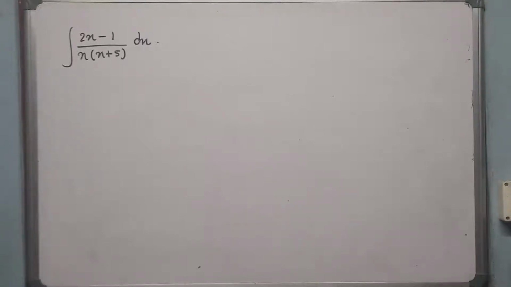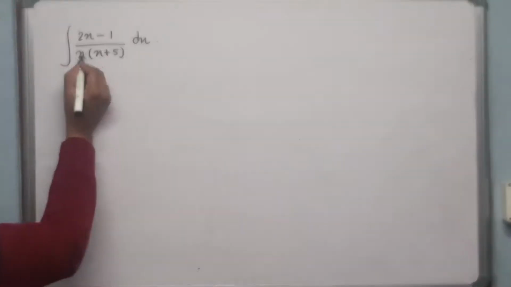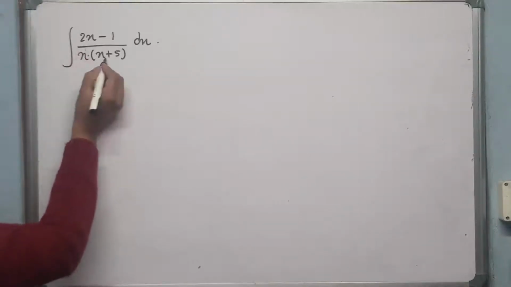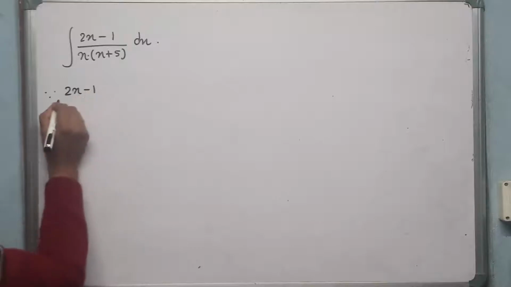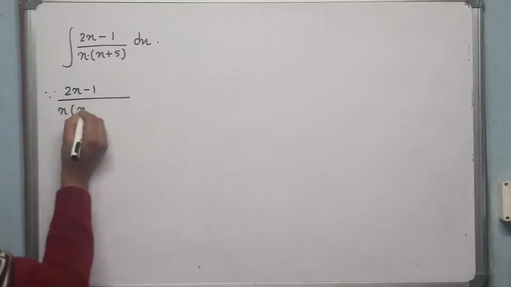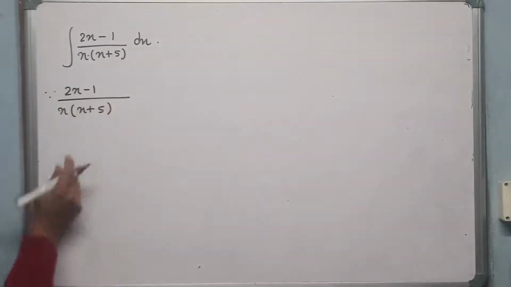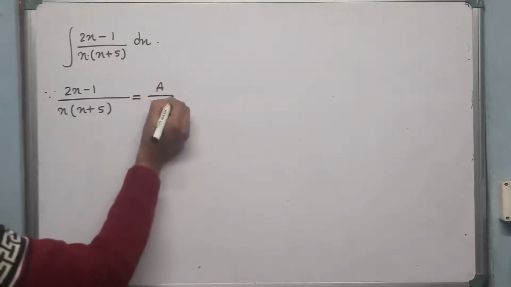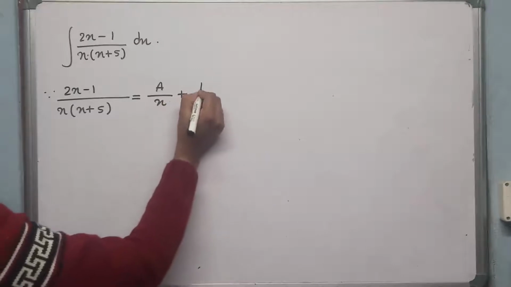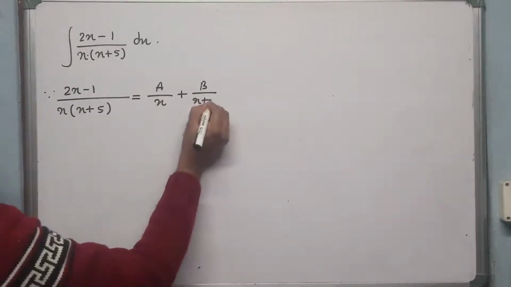It's the same kind of question, linear over linear, or linear over quadratic. I'll first write the function (2x minus 1) over x into (x plus 5). Now I'll apply the partial fraction over here: A over the first linear plus B over the second linear.